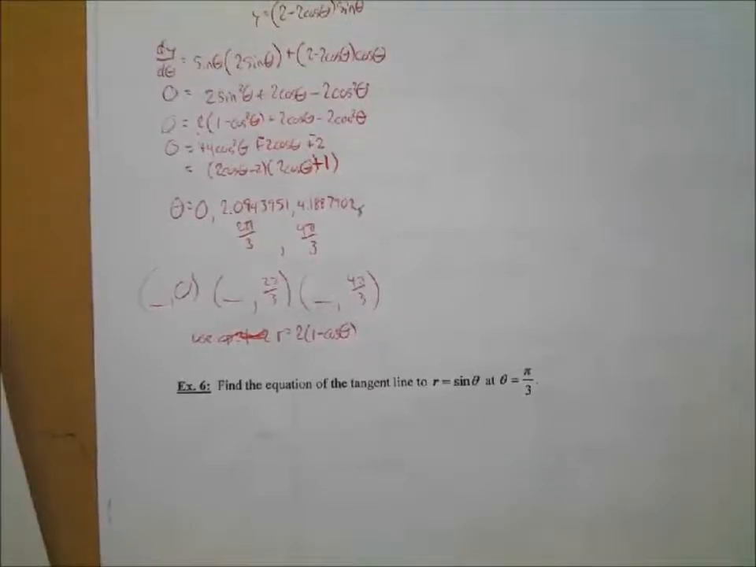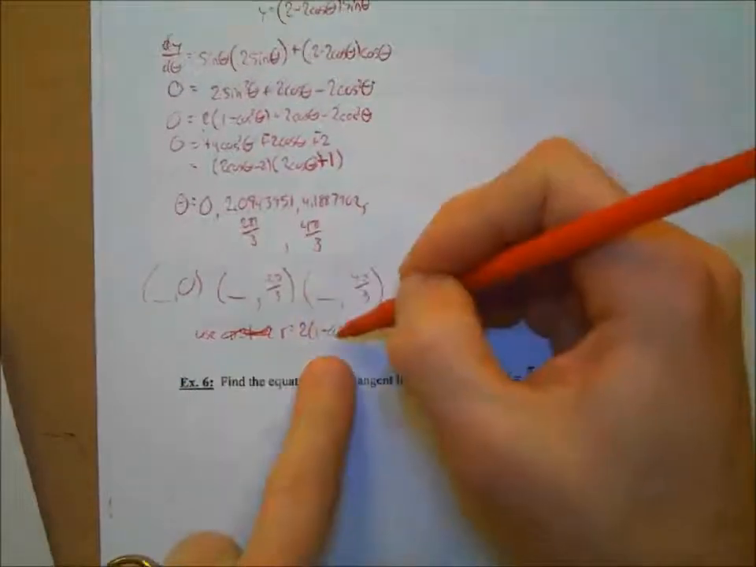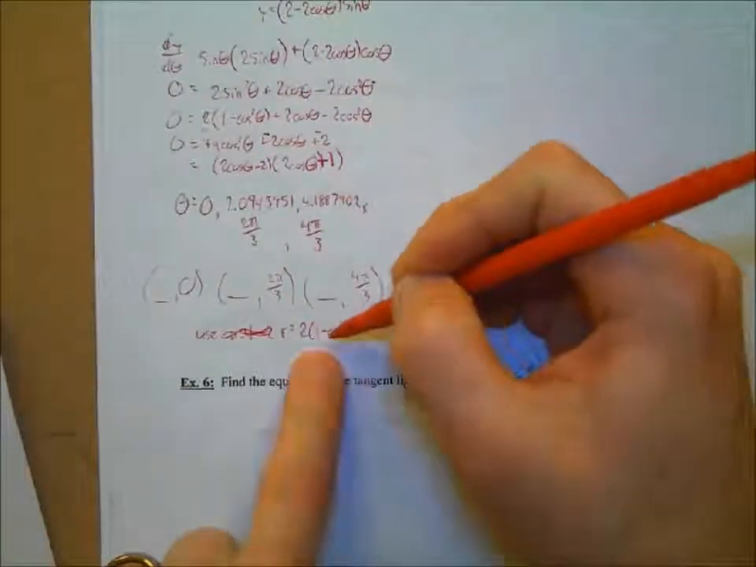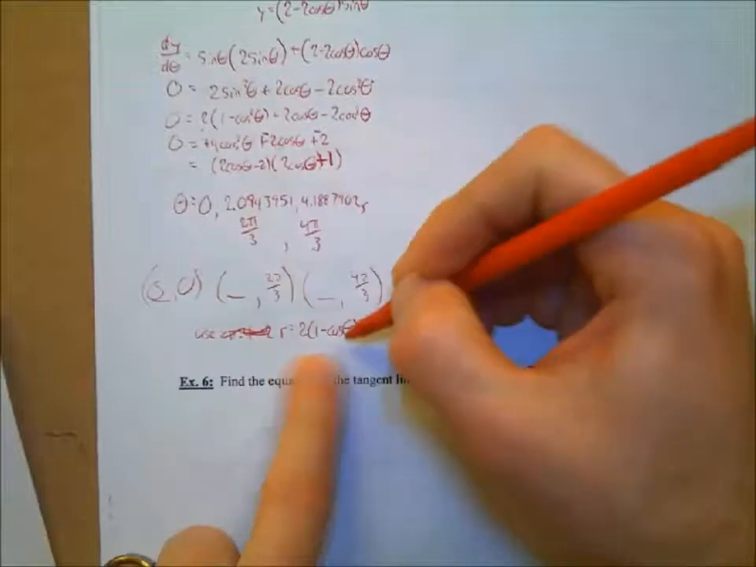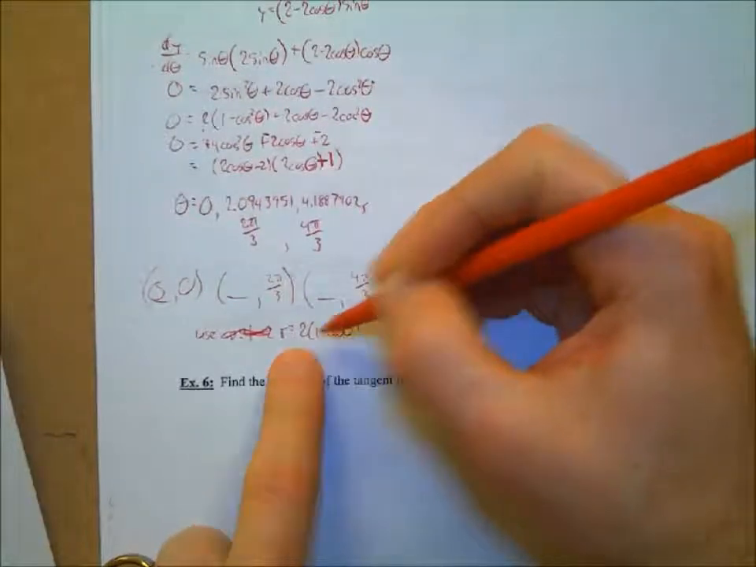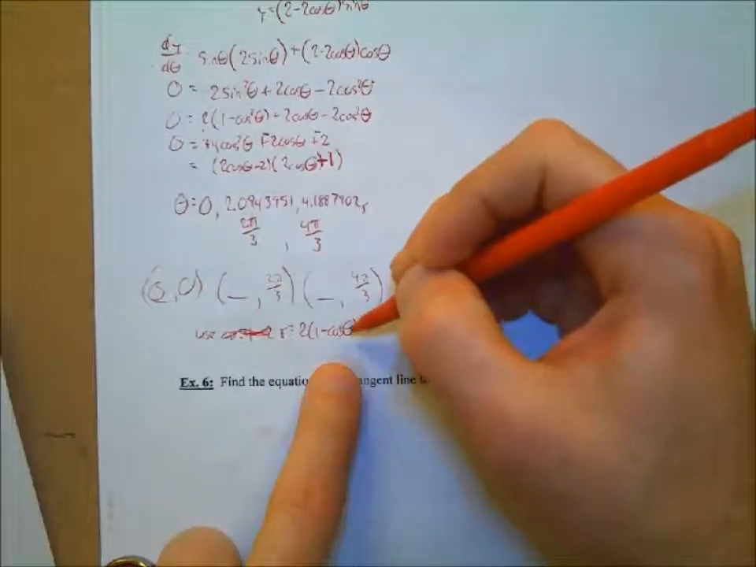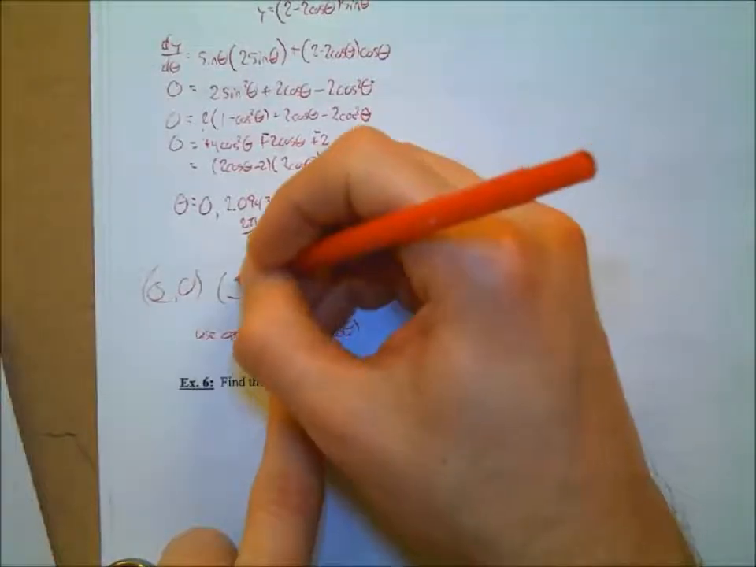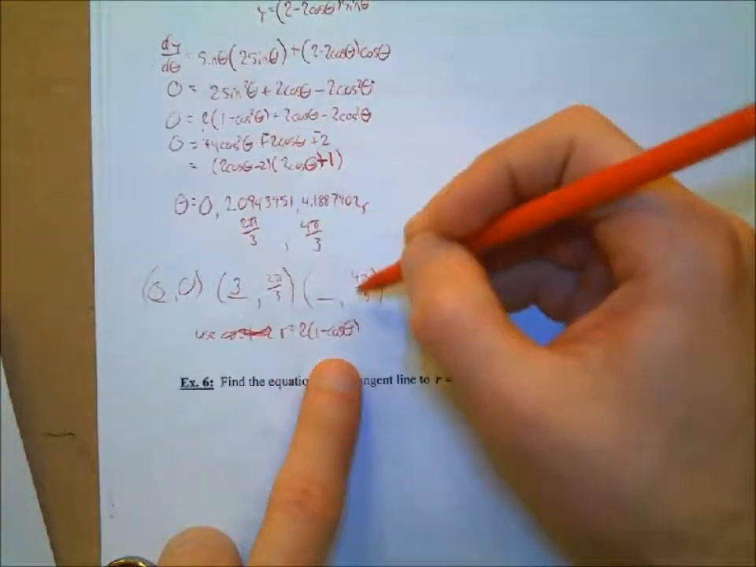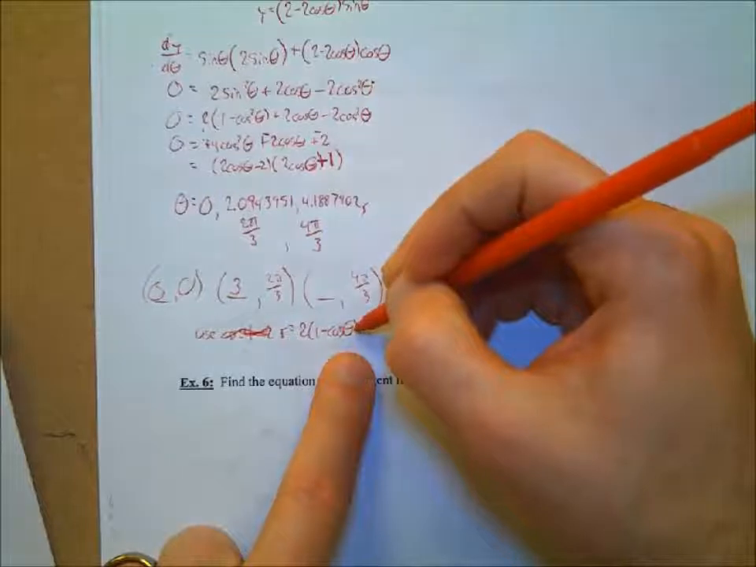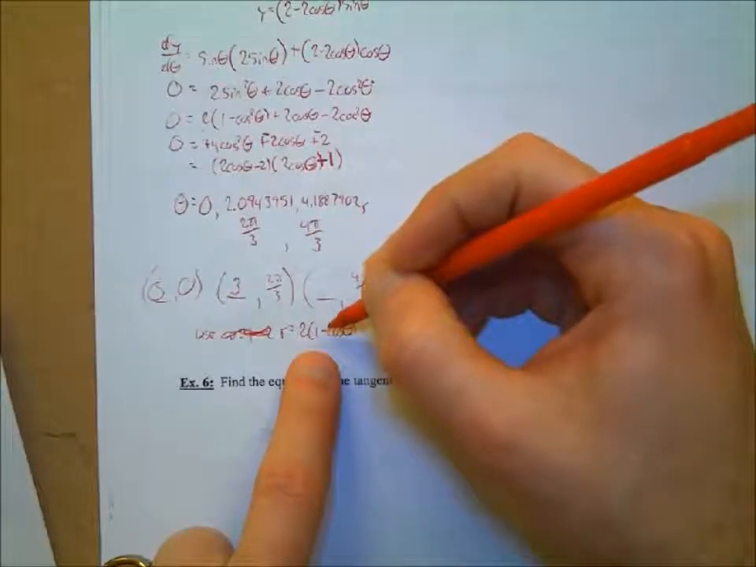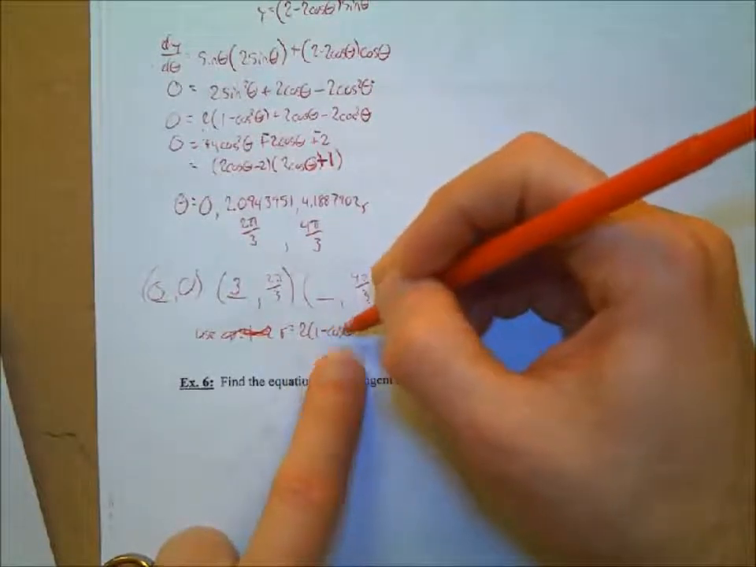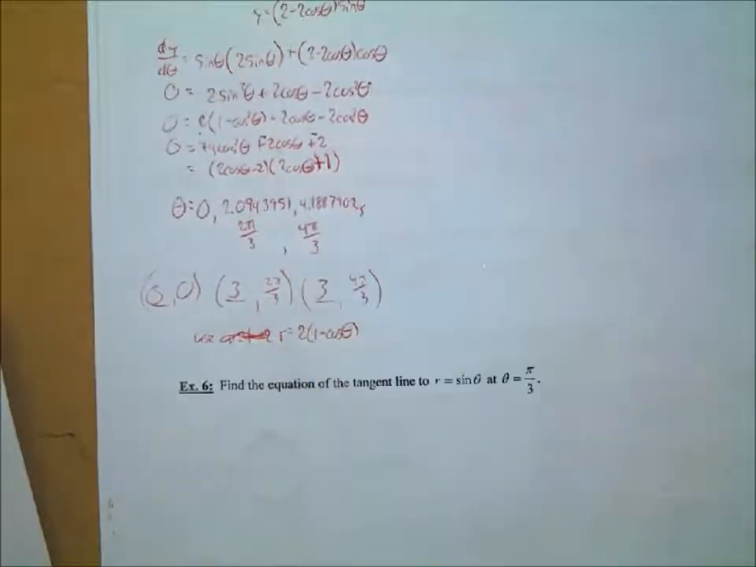We'll see. Anyway, so right, we can plug these in. So 0, cosine of 0 is 1, minus 1 is 0, so we get 0, 0. 2 pi over 3, cosine 2 pi over 3 is negative 1/2. 1 minus negative 1/2 is 3/2 times 2 is 3. And then 4 pi over 3, cosine 4 pi over 3 is also negative 1/2. 1 minus negative 1/2 is positive 3/2 times 2 is 3. And so there are our locations.